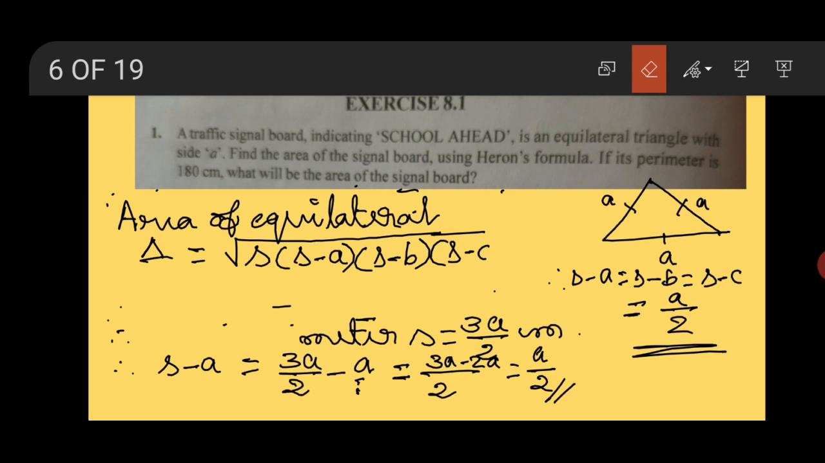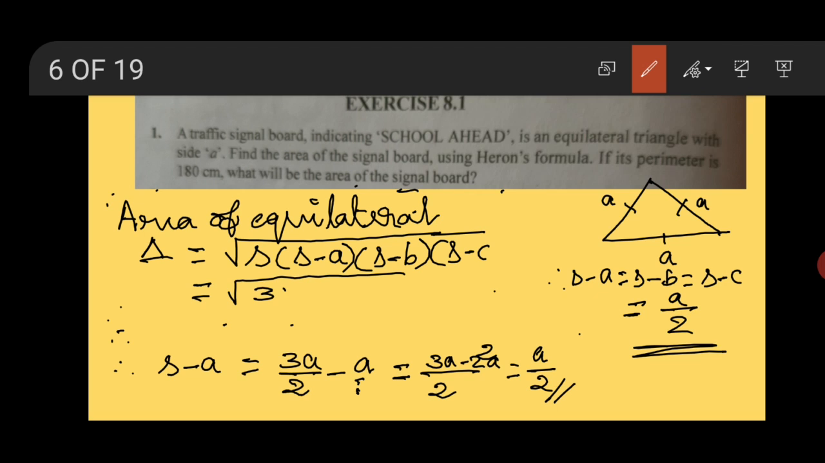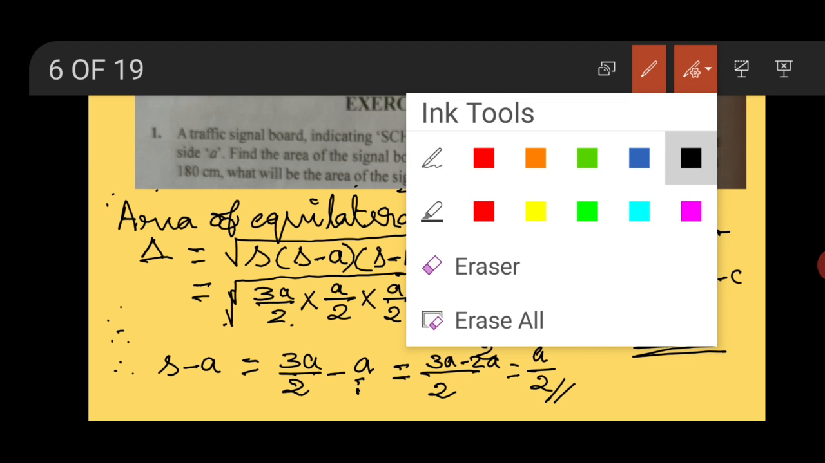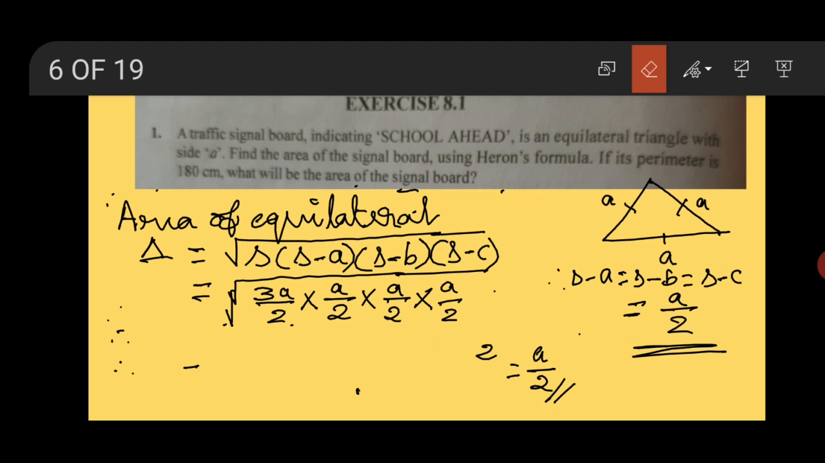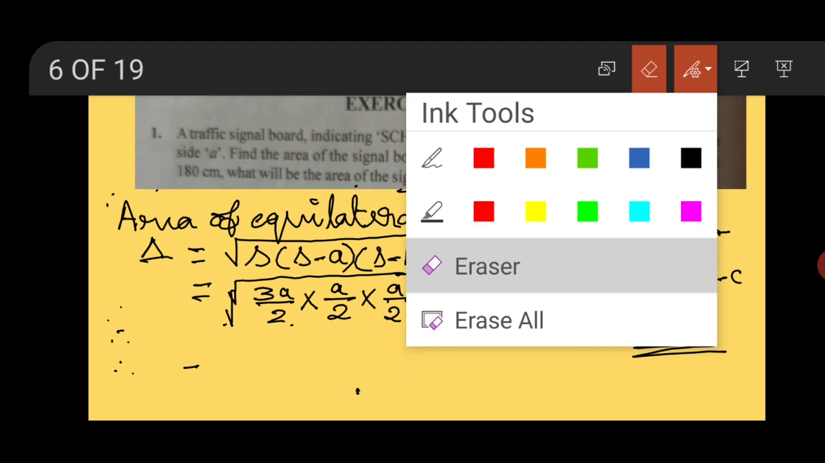Now substitute the values. What is S? It is 3A divided by 2. So the area is equal to the square root of 3A divided by 2, into S minus A, which is A by 2, again S minus B, which is A by 2, into S minus C, also A divided by 2. Now simplify further.